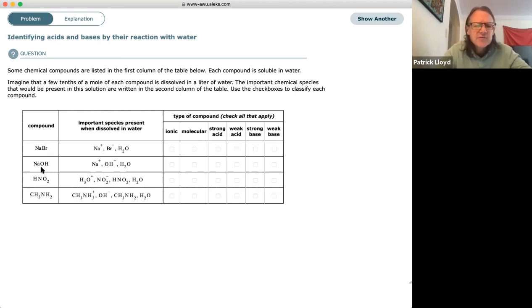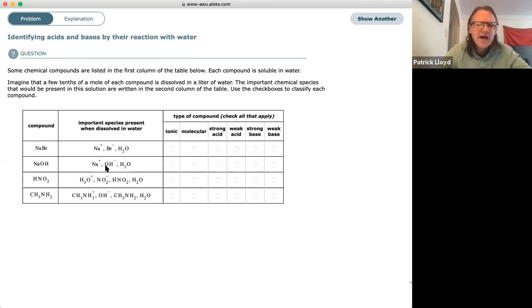Let's look at the second one. We can recognize this is a base right here. And if you memorize the strong acids and the strong bases, you'll see this is a strong base immediately, sodium hydroxide. But they actually gave you some information here. They said, look, in addition to water, you've got sodium ions and you've got hydroxide ions. So that right there tells you it's a base, the hydroxide. So we know it's either a strong or a weak.